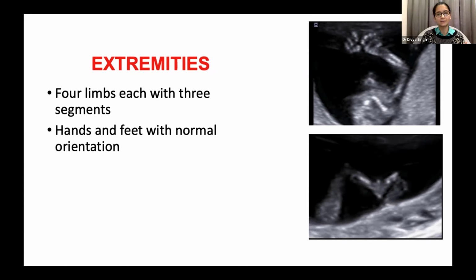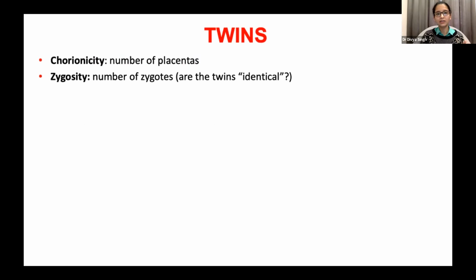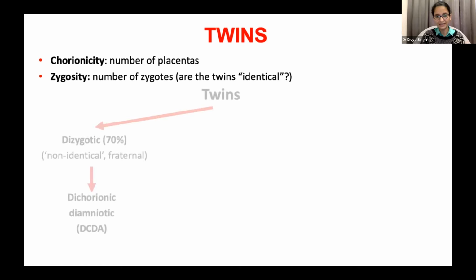Coming to the topic of twins, as I said earlier, the 11 to 14 week scan is a good time to assess chorionicity, which determines the number of placentae in the pregnancy. And do not confuse the term chorionicity with zygosity. They are not synonymous. Zygosity refers to the number of zygotes, whereas chorionicity is the number of placentae.